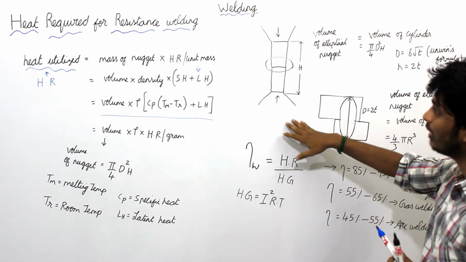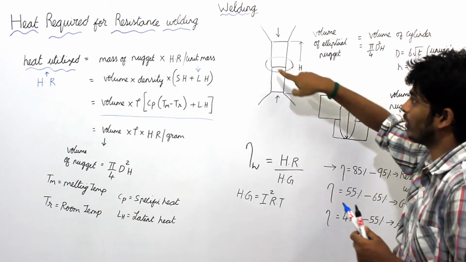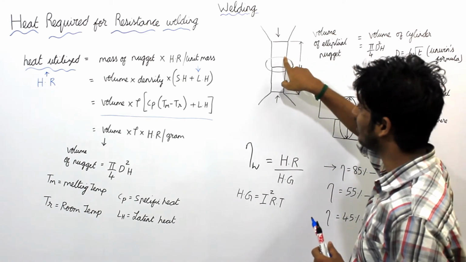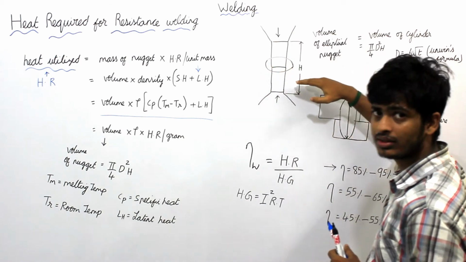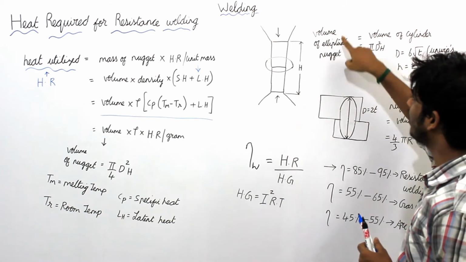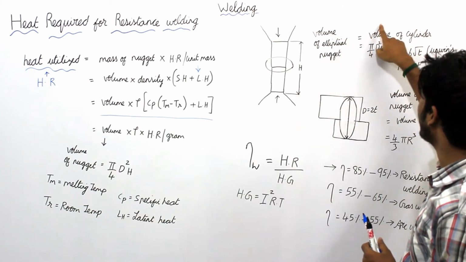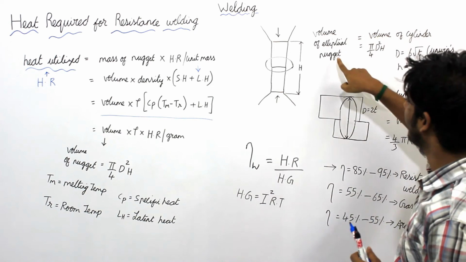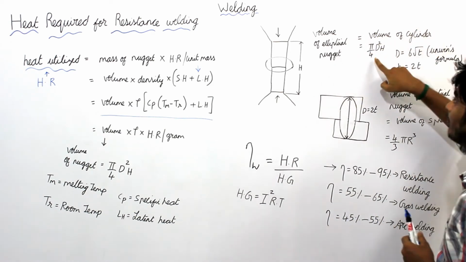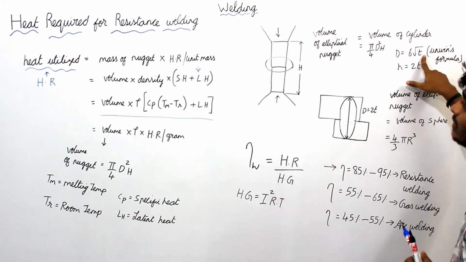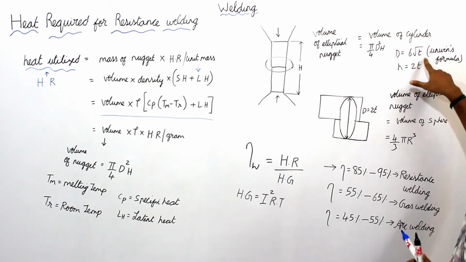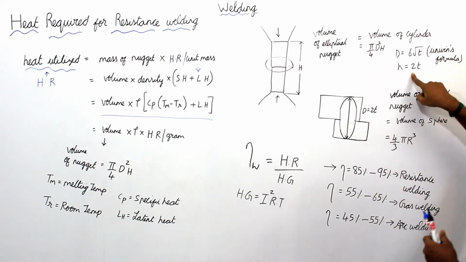If the nugget is in the shape of an ellipse in a vertical axis, then you have to take the volume of elliptical nugget equal to the volume of a cylinder, pi by 4 d square into h. D is equal to 6 root T, where T is the thickness of the nugget. It is given by Unwin's formula, and H is equal to 2T, that is 2 into thickness.